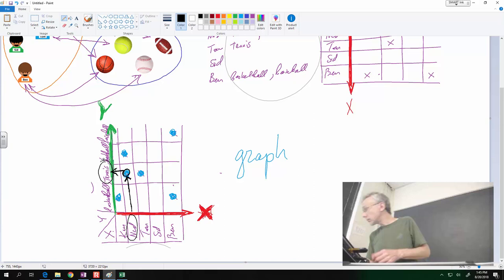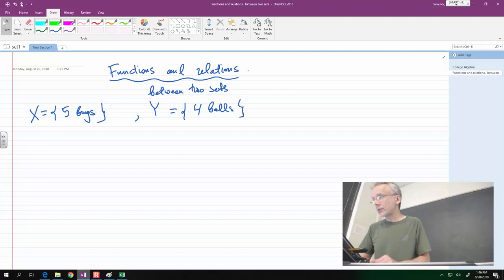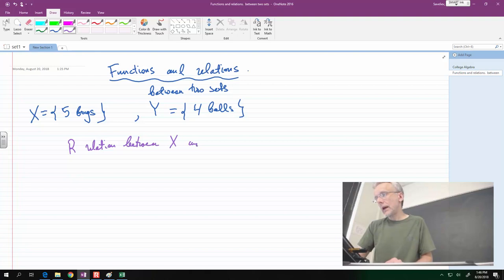So, 5 minutes left. Let me mention a bigger topic here, and that is functions. What is so special about functions? Functions are relations, but a special kind. Let me just remind you. So we had R, a relation between x and y, so from x to y.